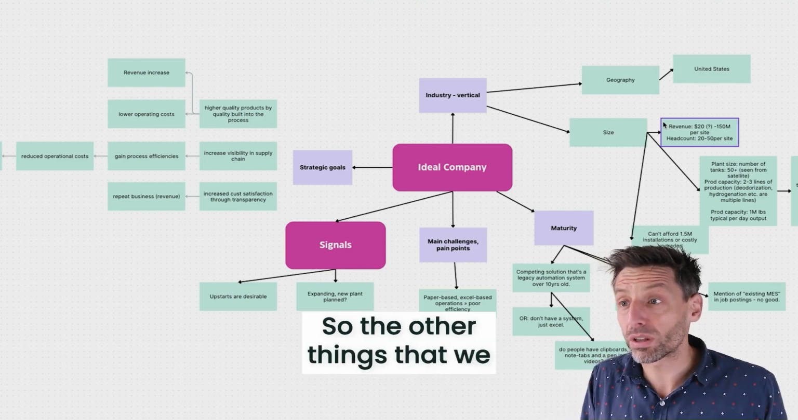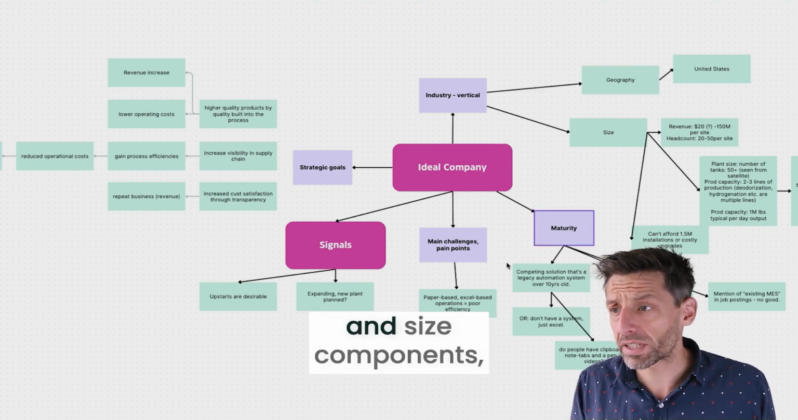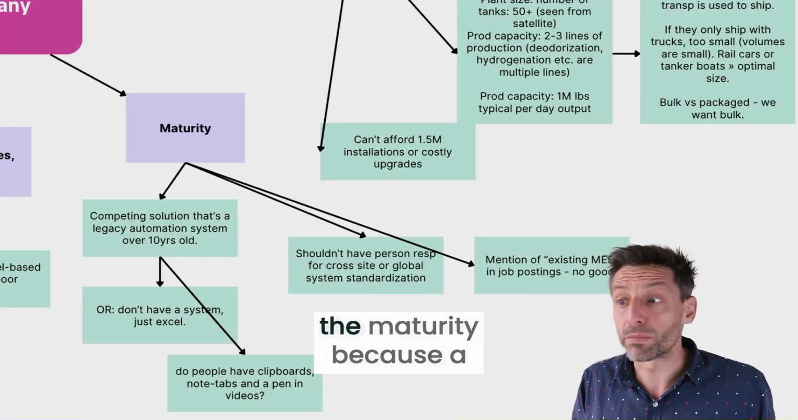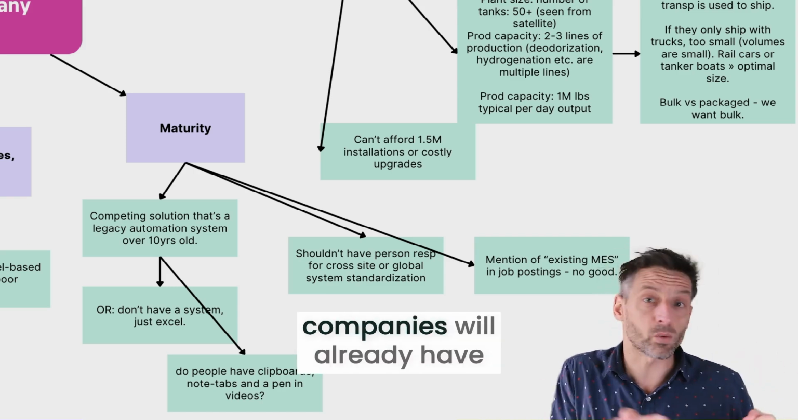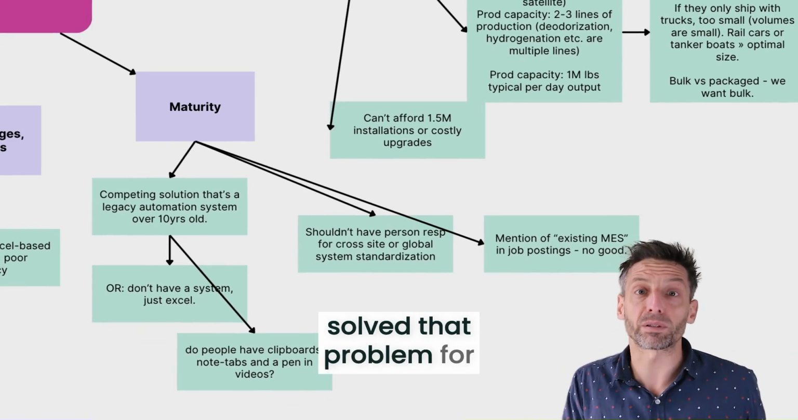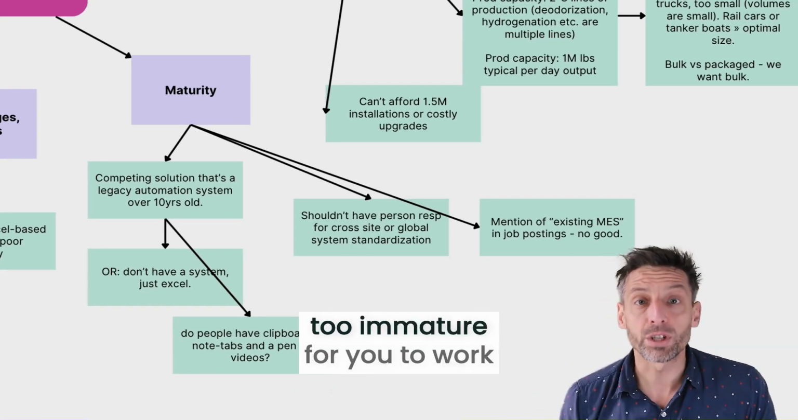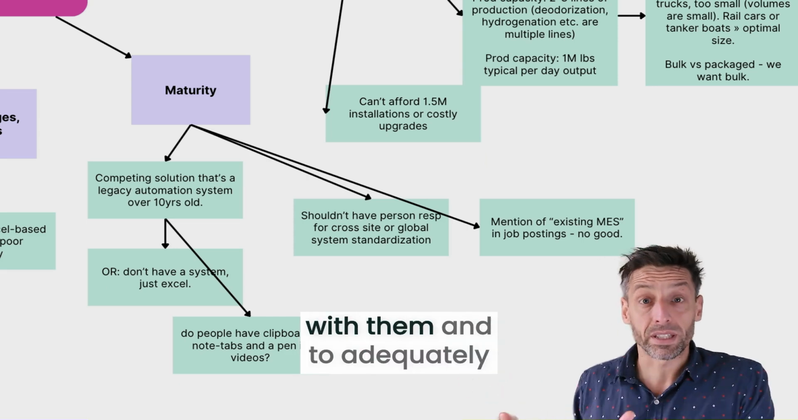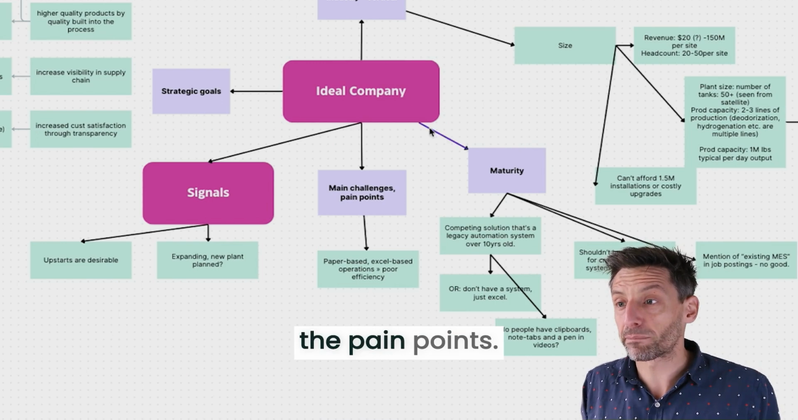So the other things that we look at here, besides the industry and vertical where we have the geography and size components, we're going to go into the maturity, because a lot of times you're selling a solution and some companies will already have solved that problem for themselves. So you don't want to target them. Some companies are too immature for you to work with them and to adequately help them. Then you want to understand the main challenges and the pain points, okay?